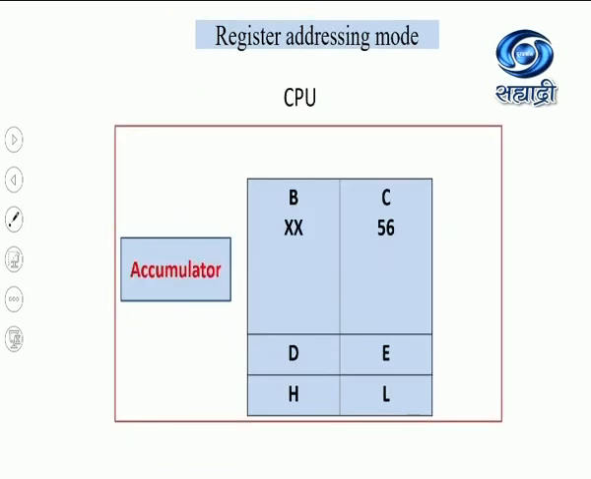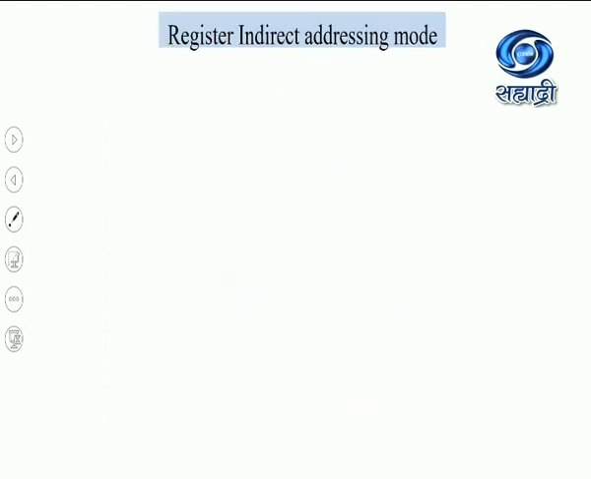So B becomes 56 and C remains as 56. Here, this is the CPU. Inside the CPU, these general purpose registers are there. Accumulator is there. Then C contains 56. Because of MOV B, C, the contents of C are copied into B. Original contents are lost and B becomes 56.